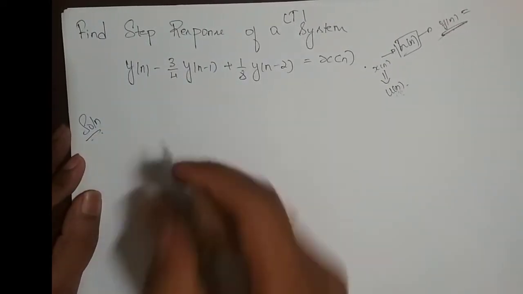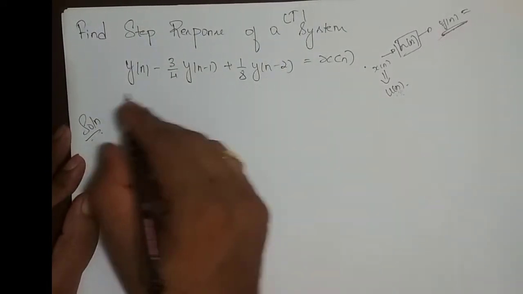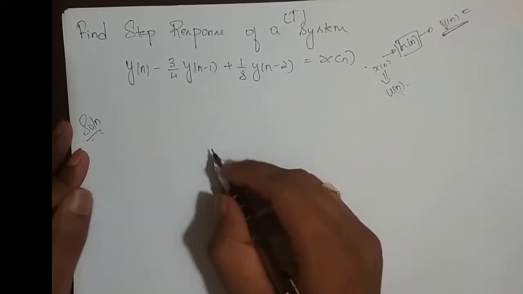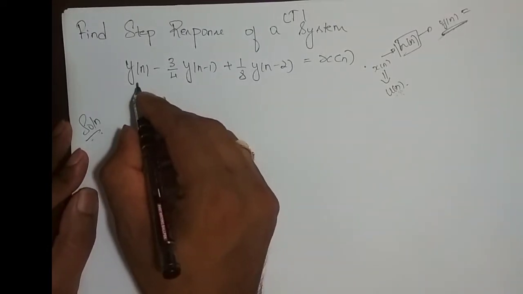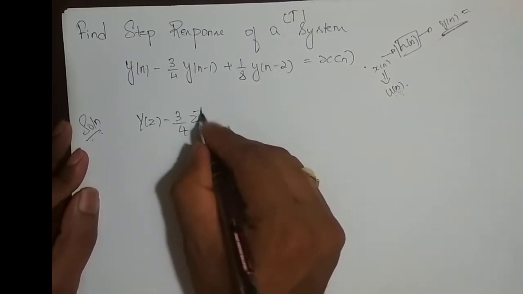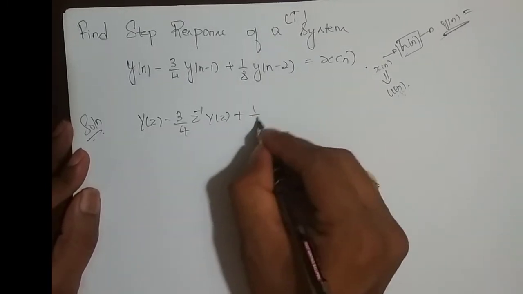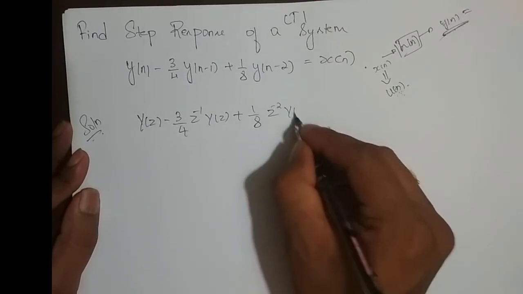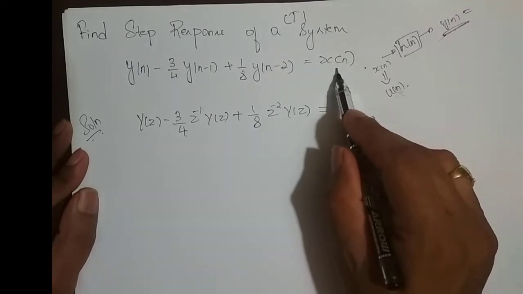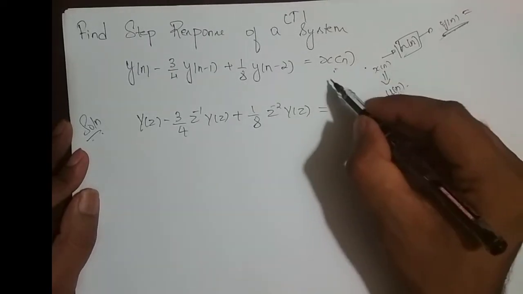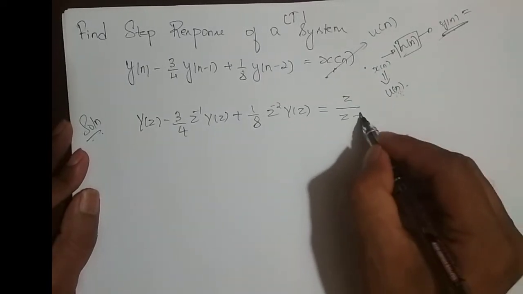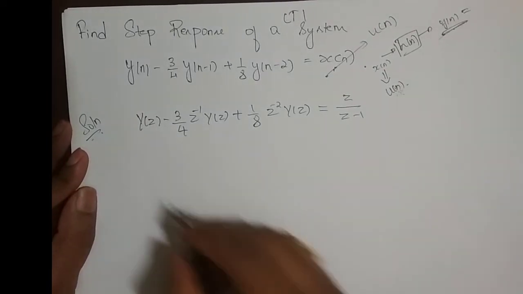Solution: we take the z transform directly on both sides. We have to take the bilateral z transform because there are no initial conditions here. So what's the z transform of y of n? Y of z minus 3 by 4 into z power minus 1 Y of z plus 1 by 8 into z power minus 2 Y of z is equal to, since it's a step response, I have to substitute x of n as u of n. And what is the z transform of u of n? It is z divided by z minus 1. Okay, we will simplify this.